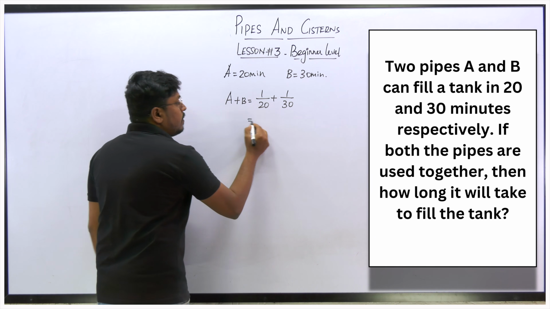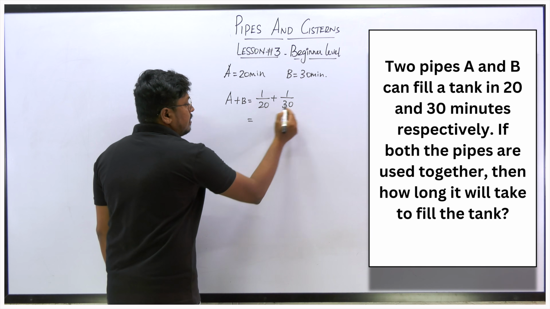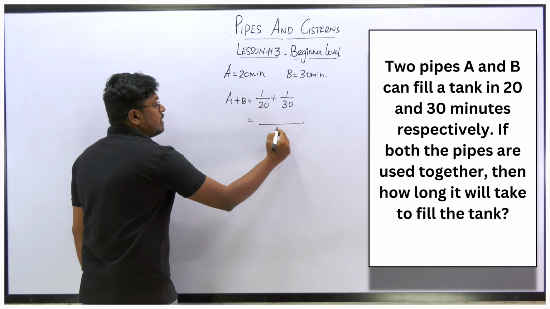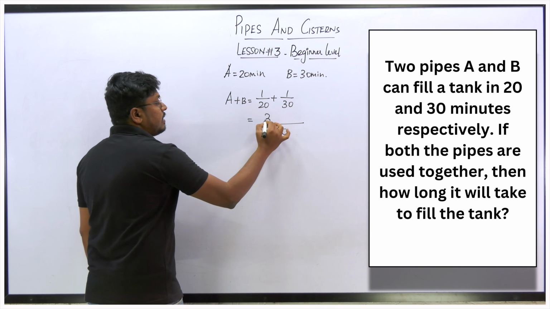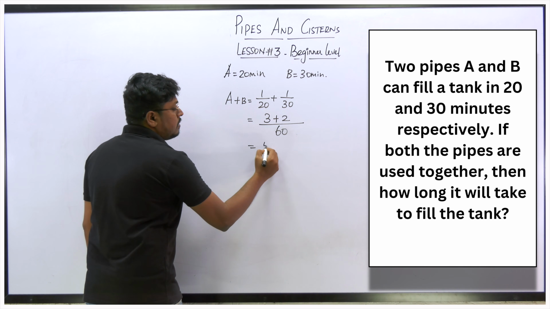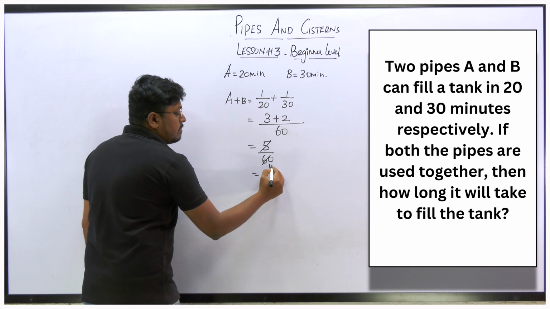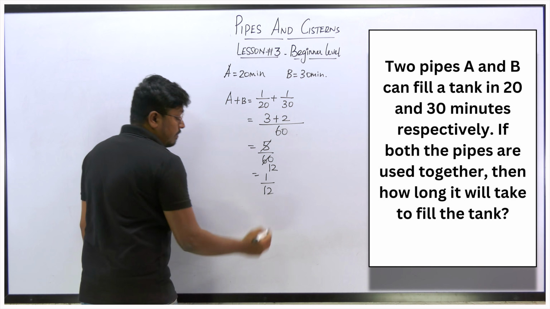Now what we can do here is take the LCM. 20 and 30, 60 will be the LCM. So 60, this will be 3 and this will be 2. So 5 by 60. When you cancel it, this becomes 12. So 1 by 12.